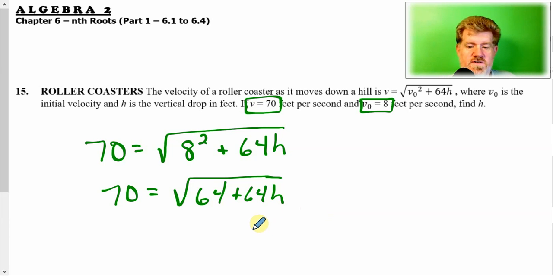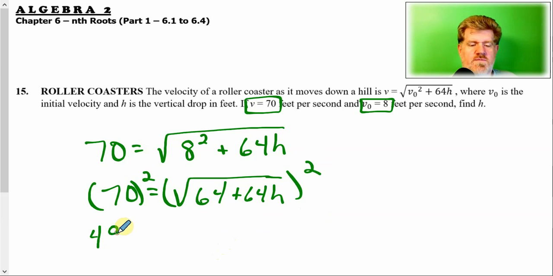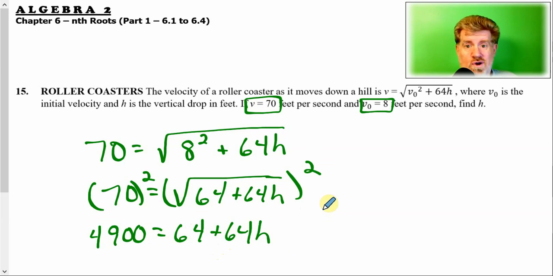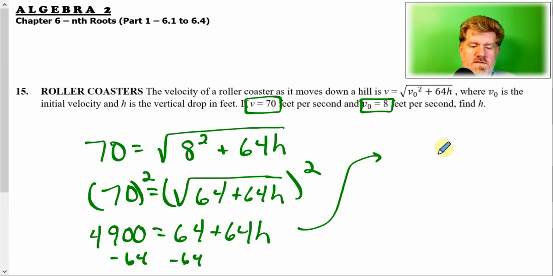So now we just got to solve for h. A couple ways we can do it. Probably the easiest way would be the opposite of a square root is a square. So if I square both sides, 70 times 70 is 4900, 7 times 7 is 49, and this is just what it is. Subtract 64 from both sides. So what do we get? 4836 equals 64h.